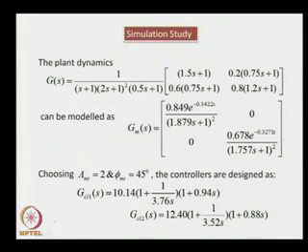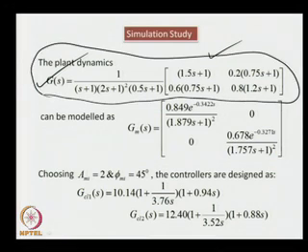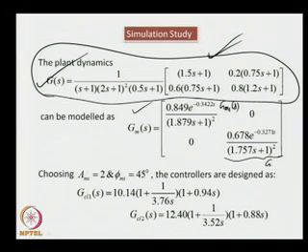For the simulation study, let us assume the plant dynamics to have the transfer function 1 upon s plus 1, 2 s plus 1 square, 0.5 s plus 1 with interactions also. The original plant dynamics can be modeled in the convenient form given over here. So, the original plant dynamics has been modeled as G M S equal to G M1 S 0, 0 G M2 S.